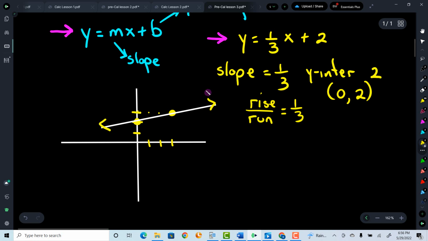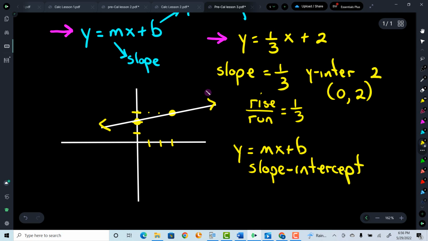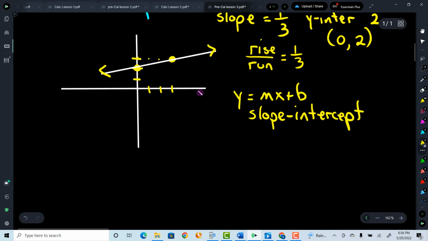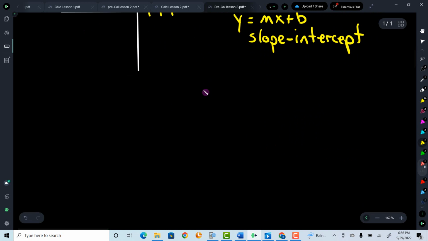Okay, so that's how I graph a line using slope-intercept form. Right? y = mx + b is slope-intercept form. So anytime I have an equation in that form, it's pretty easy to graph. Let me show you another one. y = -3/4 x + 4. Okay, so let's graph that.